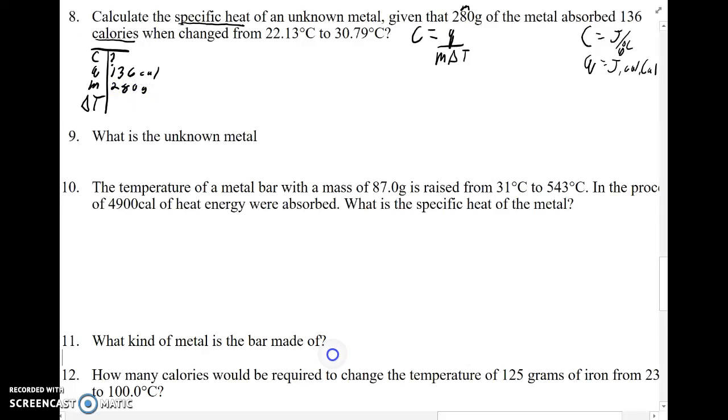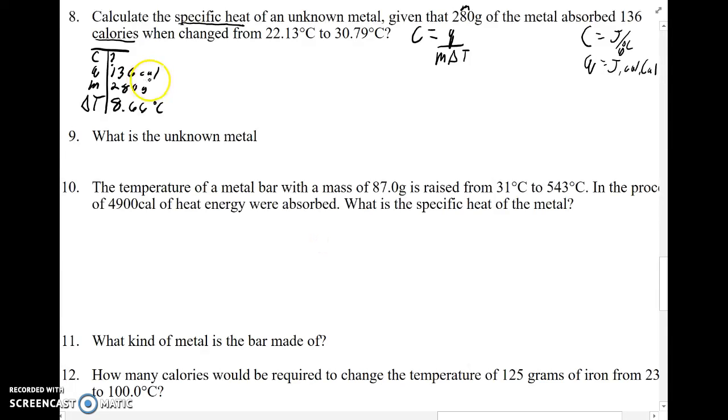And delta T, remember delta means change. So delta T is the difference between my initial temperature and my final temperature. So 30.79 minus 22.13 degrees Celsius gives me 8.66 degrees Celsius. All right, so it looks like everything is ready to go and I can plug everything in, but I need to think about my units.